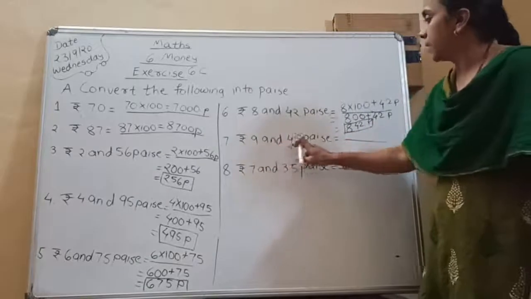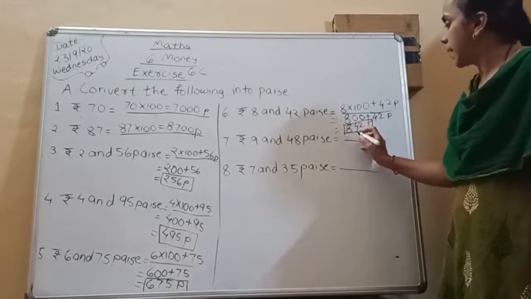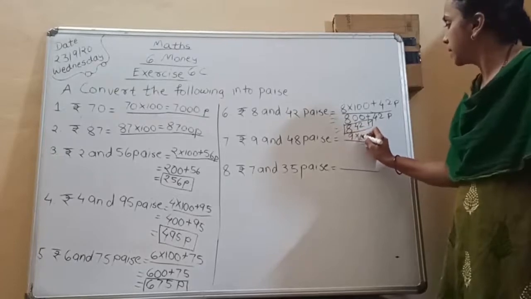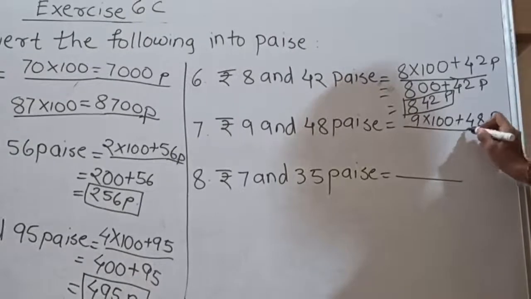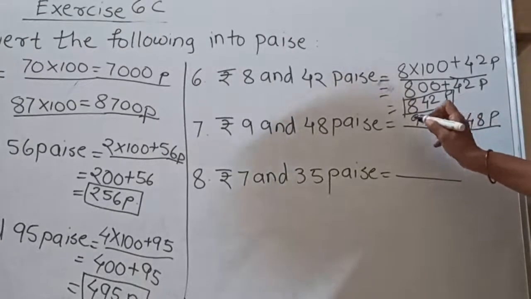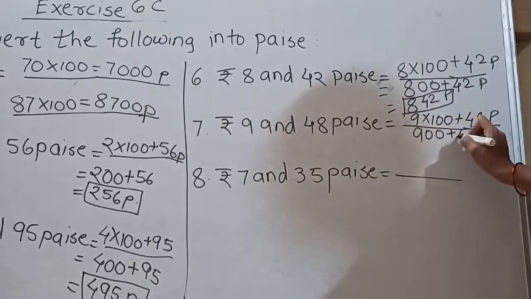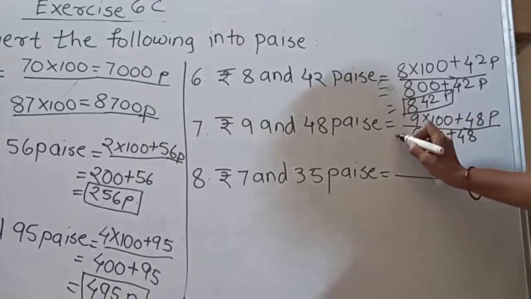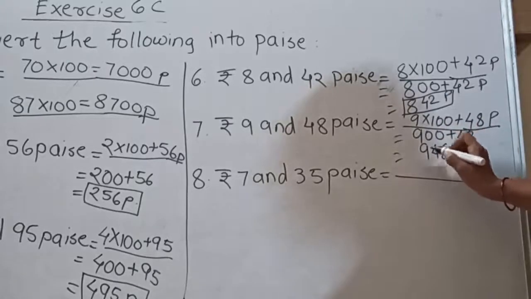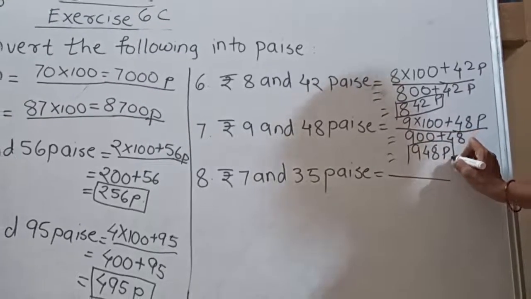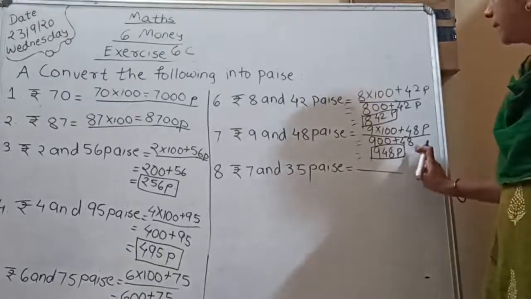Then rupees 9 and 48 paise. 9 rupees means what? 9 multiplied by 100 plus 48 paise. 9 multiplied by 100 means how much? 900 plus 48 equal to how much? 948 paise. So just write down this answer there, 948 paise.